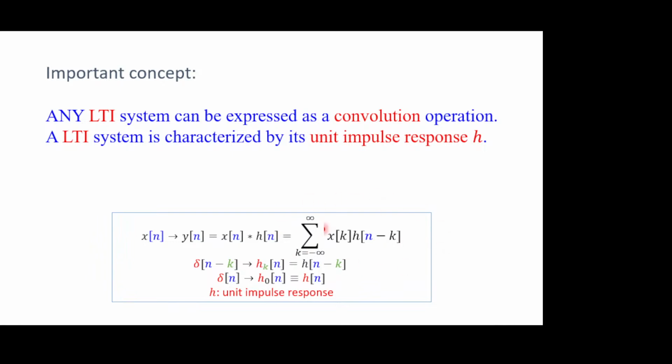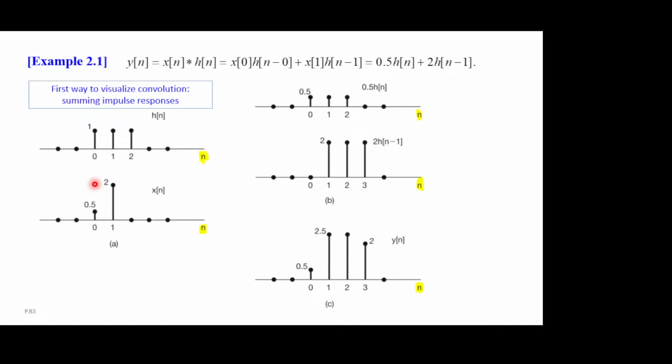Okay, and some other notations. Remember this delta of n minus k goes to h sub k, and because it's time invariant, that's h of n minus k. And as we say, delta of n will go to h sub 0, and that we just call h of n. And h, if we say it in English, is called the unit impulse response. Unit impulse response will describe everything of your LTI system. Question?